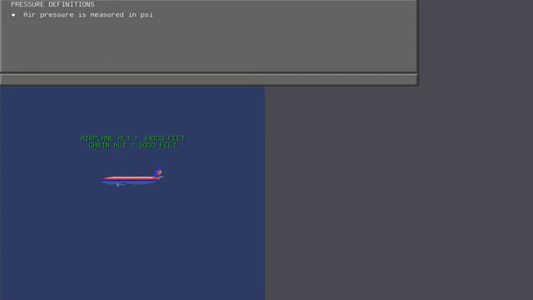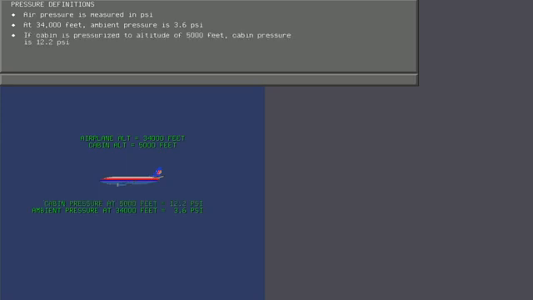Air pressure is measured in pounds per square inch, PSI. For example, at 34,000 feet, the ambient pressure is approximately 3.6 psi. If the cabin is pressurized to an altitude of 5,000 feet, the cabin pressure is approximately 12.2 psi. The differential pressure is the cabin pressure minus the ambient pressure, or 8.6 psi.